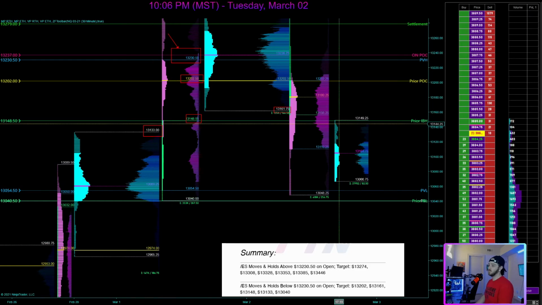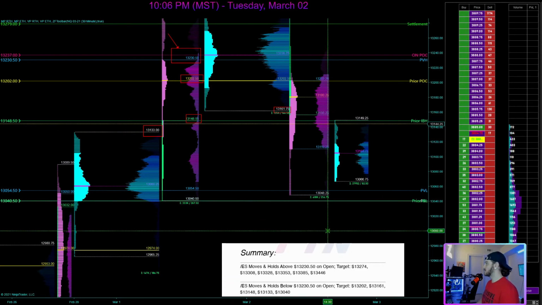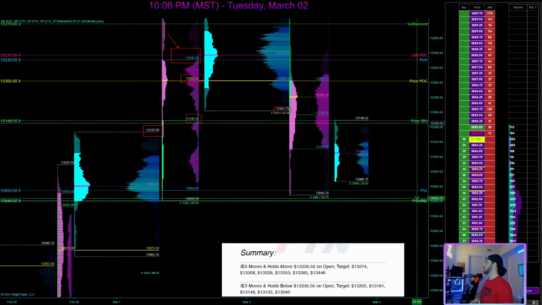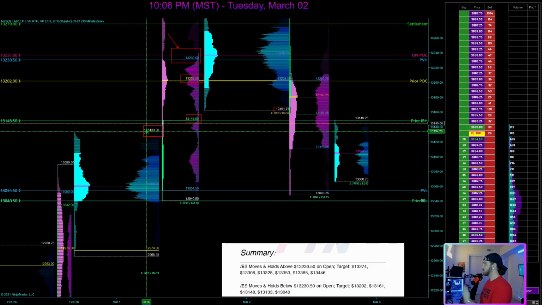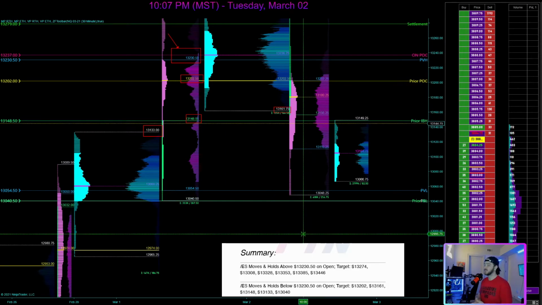The last target that got hit was 13,133 right here, and we did get very, very close to that last target. So if you were managing your trade well, you could have very likely gotten some profit out of a trade opportunity, even from the break of 133 down towards 54, 148, something like that.